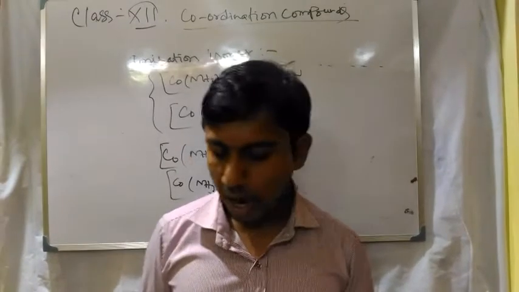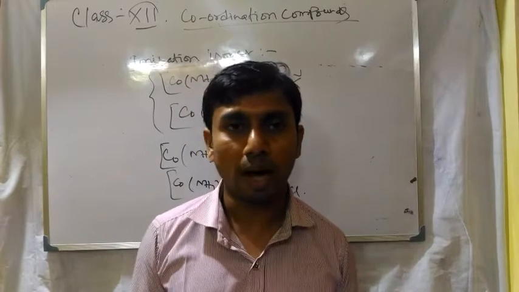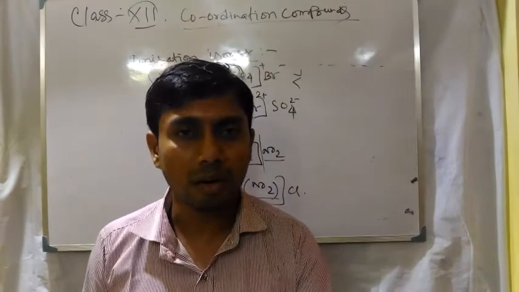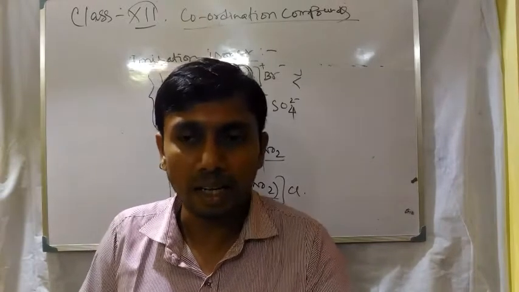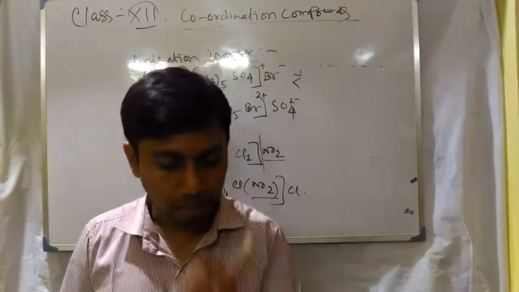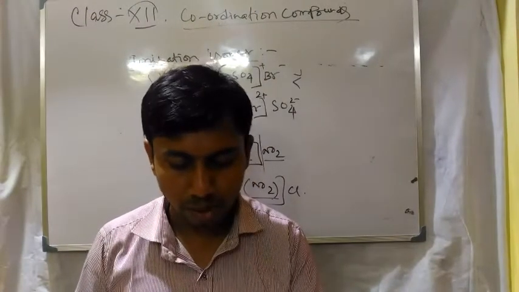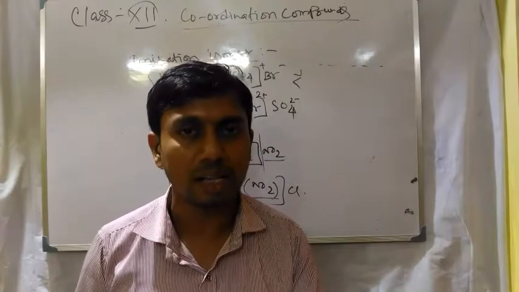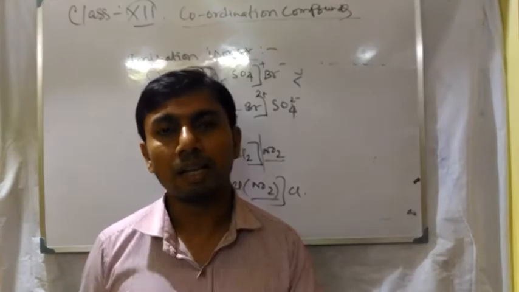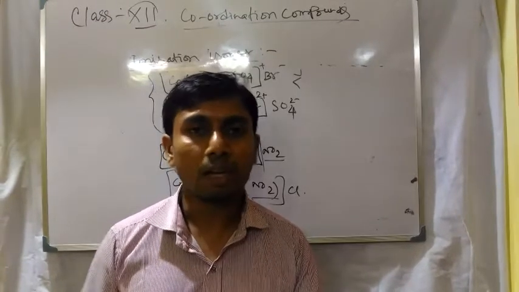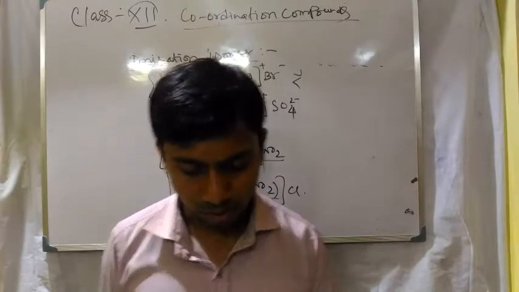Next one is hydrate isomerism. Hydrate means hydro, that is aqua. When water is a ligand in a complex compound, the term hydrate isomers comes. Hydrate isomers differ in the number of water molecules as ligand. So the number of water molecules inside the coordination sphere and outside the coordination sphere will be different. Just follow the example.